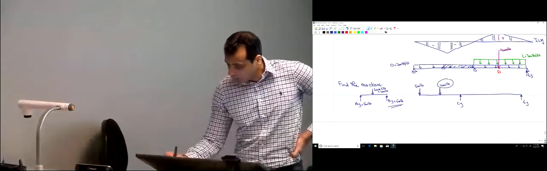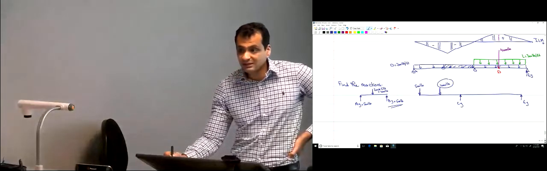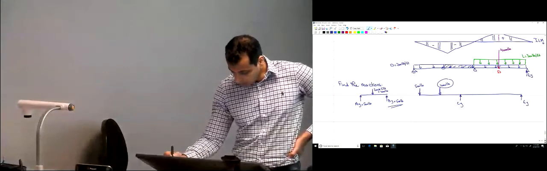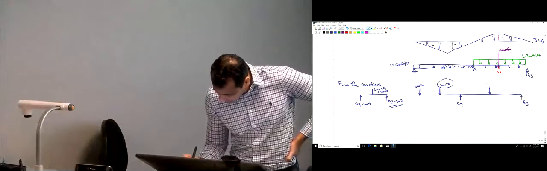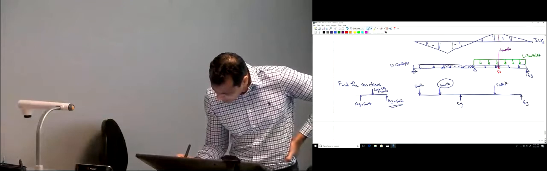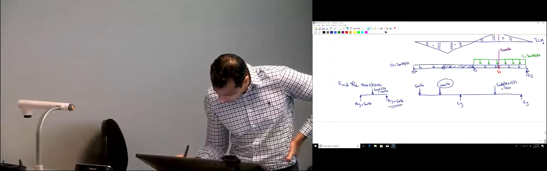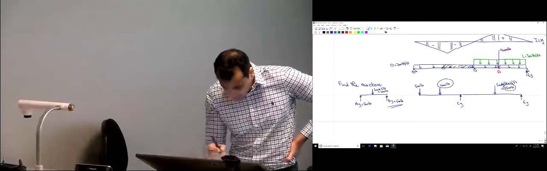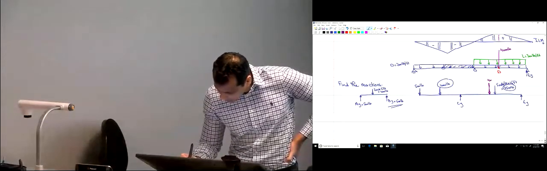And then here, we have a dead load from C to E. We have the dead load and the live load. So the total intensity is 500 pounds per foot. So 500 pounds per foot times 15 feet. So that's 7,500 pounds. And we have the concentrated force of the 4,000 pounds.